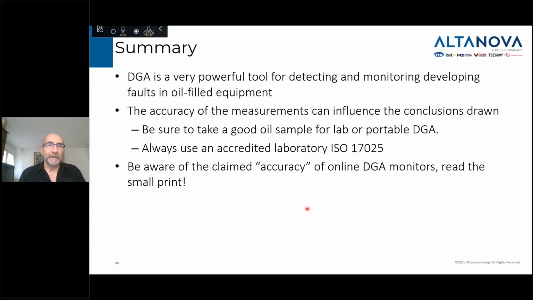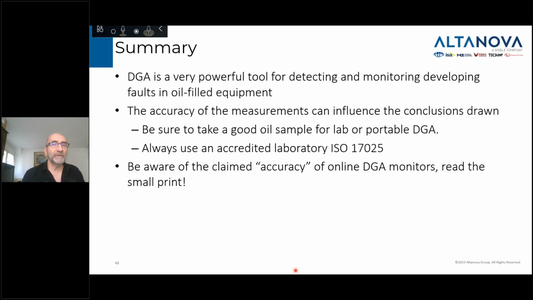So as a summary, DGA is a very powerful tool for detecting and monitoring developing faults in oil-filled equipment. And the accuracy absolutely influences the conclusion. The first thing, you have to make sure that you take a good oil sample, for lab or portable. It's absolutely critical that people follow the IEC spec specifically on how to take a good oil sample in your transformer. If you're going to send it to a lab or use a portable DGA, it tells you specifically how to flush. It tells you specifically what kind of container you should use to really minimize the loss of any gases.